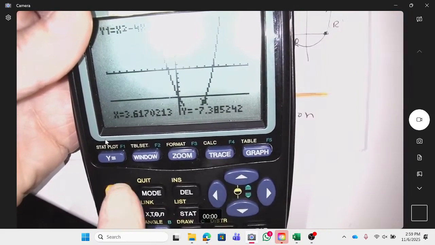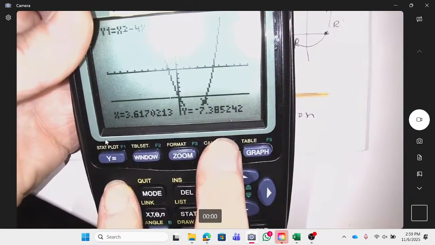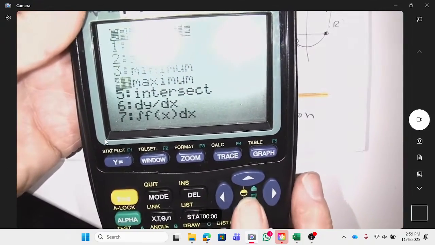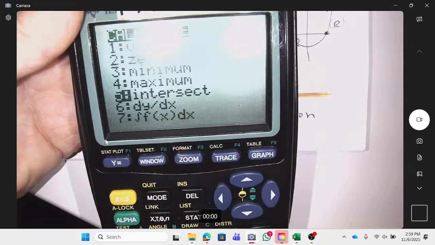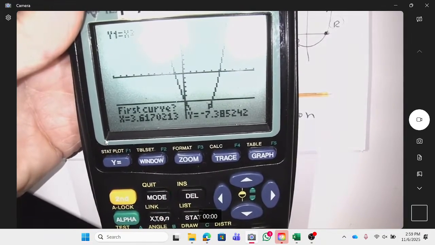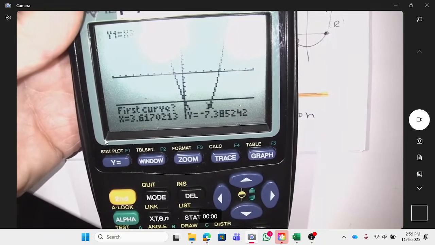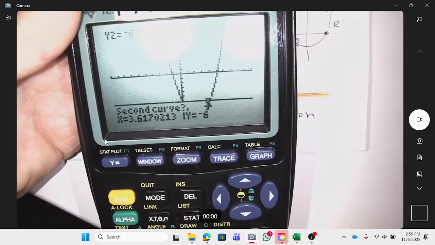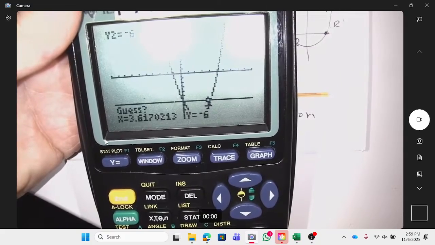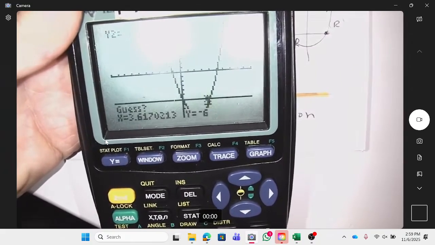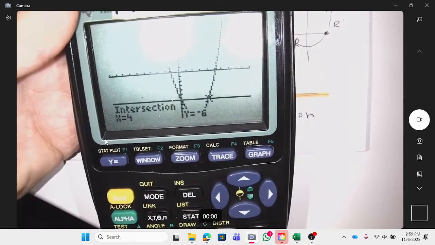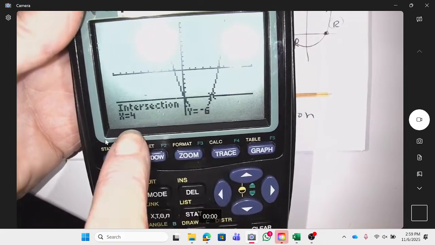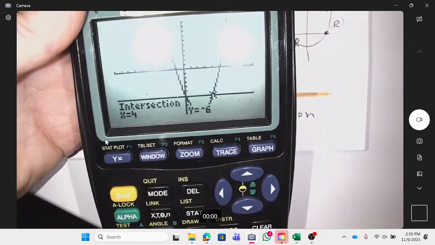Okay, here we go. We're going to go back to that menu. Second trace, the calculation menu. And it's in there. It says number 5, intersect. And first curve, question mark, enter. And then it jumped to the second curve. It did it for you. Enter. Guess. Enter. So guess what? It's always a rule of 3. And what do we have here? 4, comma, and we already knew, -6.